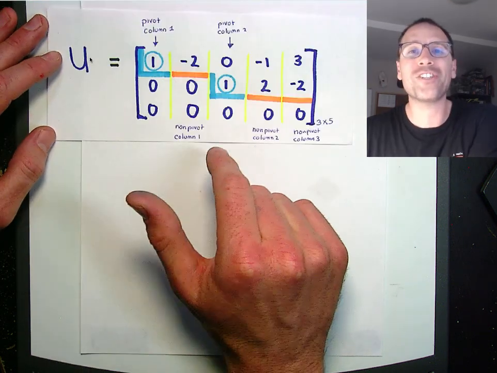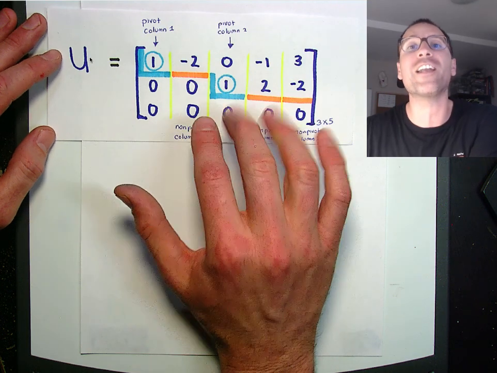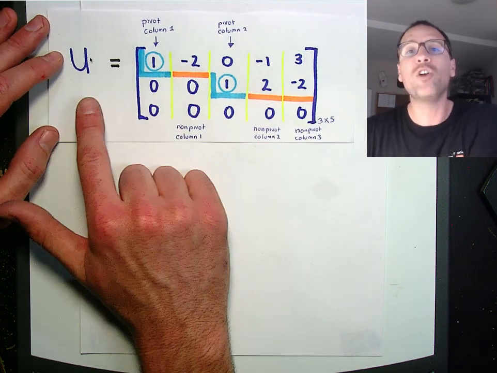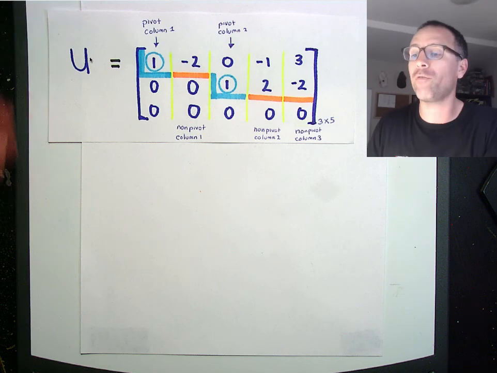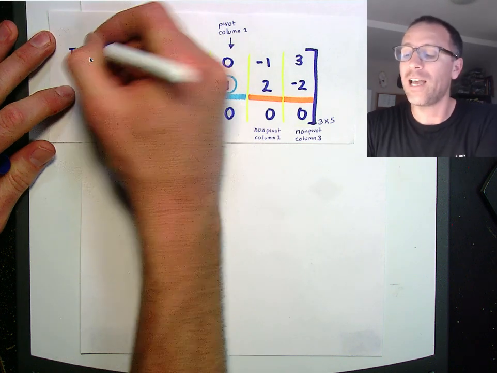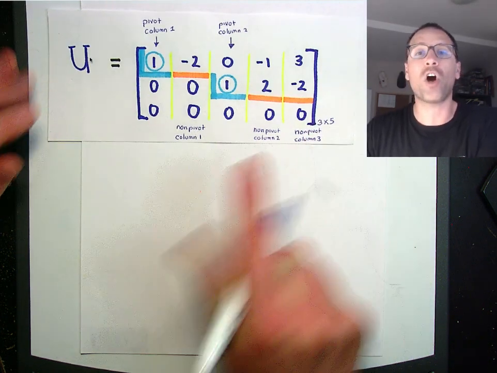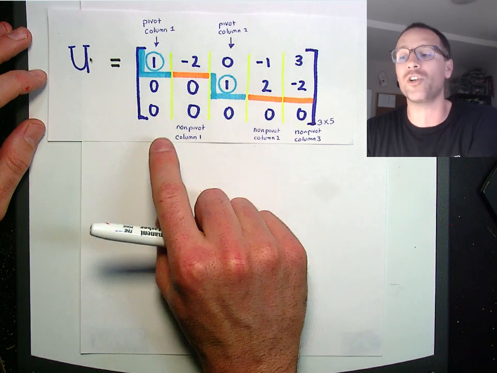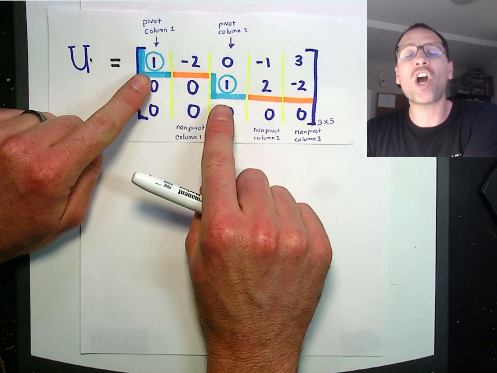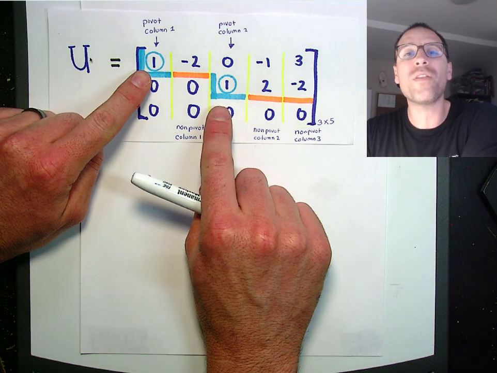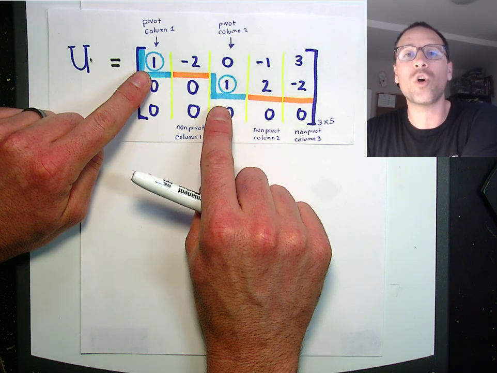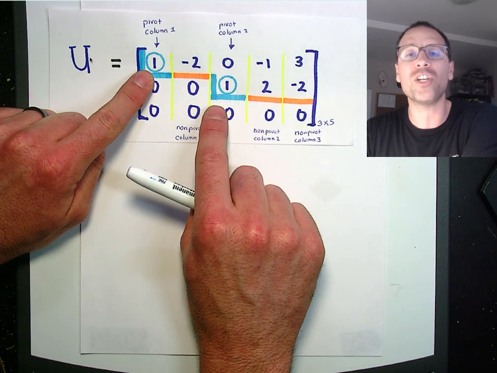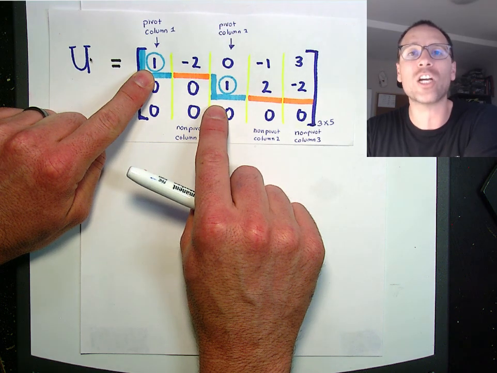Before we answer that question, I want to introduce some terminology in a non-formal way. If we look at the reduced row echelon form of our matrix, this has 3 rows and 5 columns because rref always has the same number of rows and columns as the original matrix. The columns where there's a single non-zero entry that is equal to 1 in the leading position, we're going to call those pivot columns.